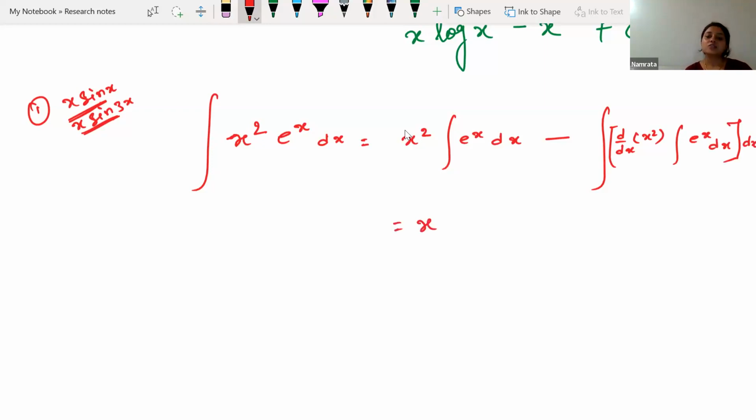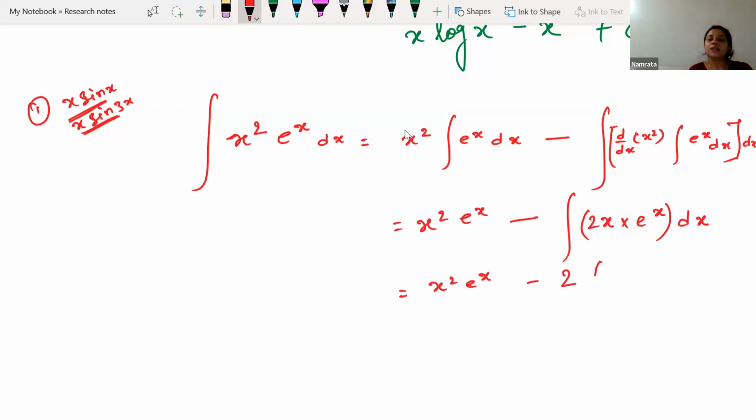Let's do it quickly. Integral of x square e to the power x dx will be x square e to the power x, minus the derivative of x square, which is 2x, and the integral of e to the power x, which is e to the power x only, dx. Is it clear so far to everybody? Yes, ma'am. So we are having x square e to the power x minus 2 will be coming out, and we are having integral of x e to the power x dx. Now what is this? Is it a very simple integration? Is there any formula for x e to the power x? No, there is no formula for x e to the power x.